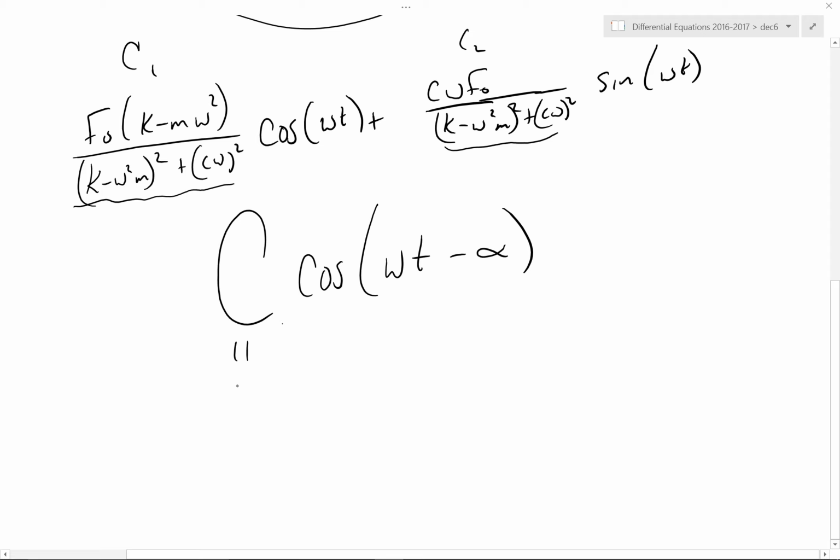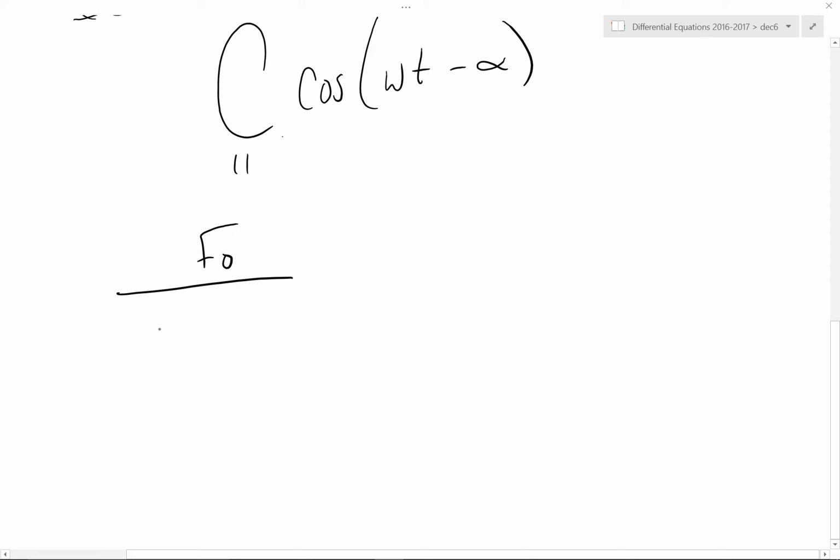This big C is equal to F naught over the square root of 6. Why did I put 16 right there? Where did I write it?